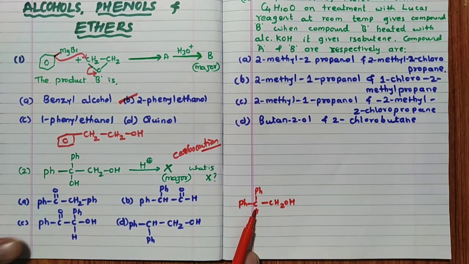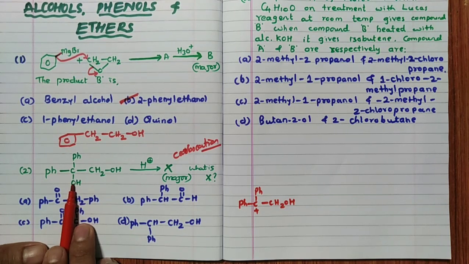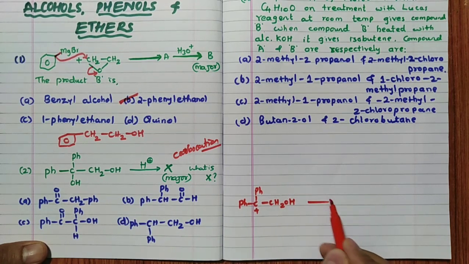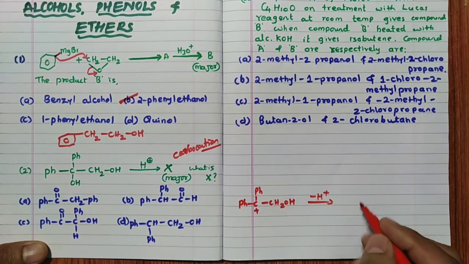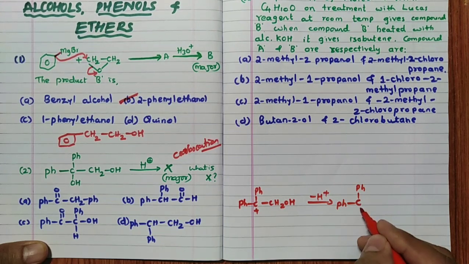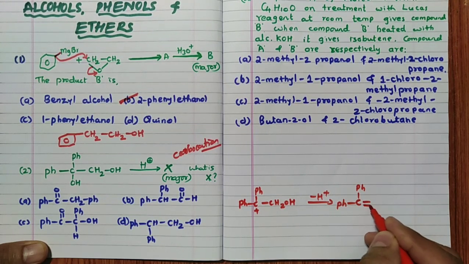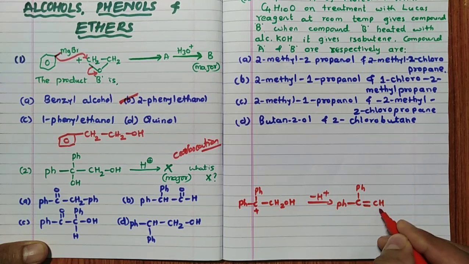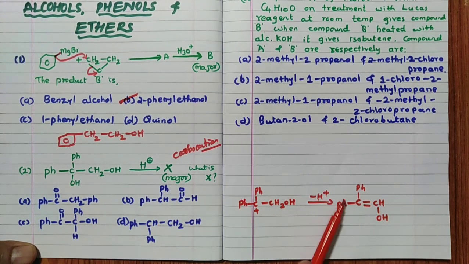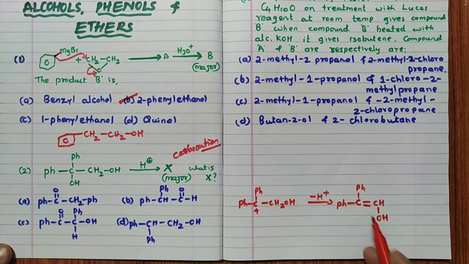Now what you have to do? OH minus has been removed, which means H plus you have to remove from this carbon. When you remove H plus from this carbon, minus H plus, this will form a double bond: Ph-CH=CHOH. Remember, this is the enol form. This option is not given, since the major product is asked. So now we will think about another option.